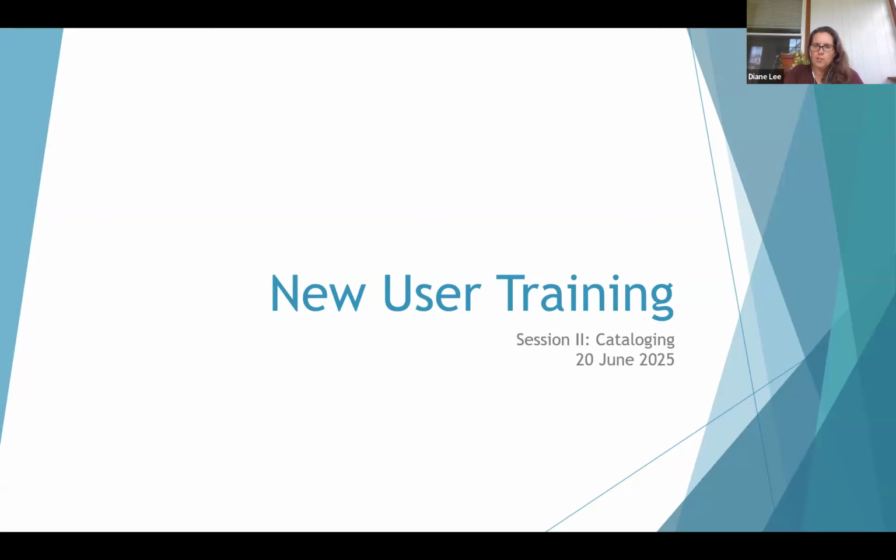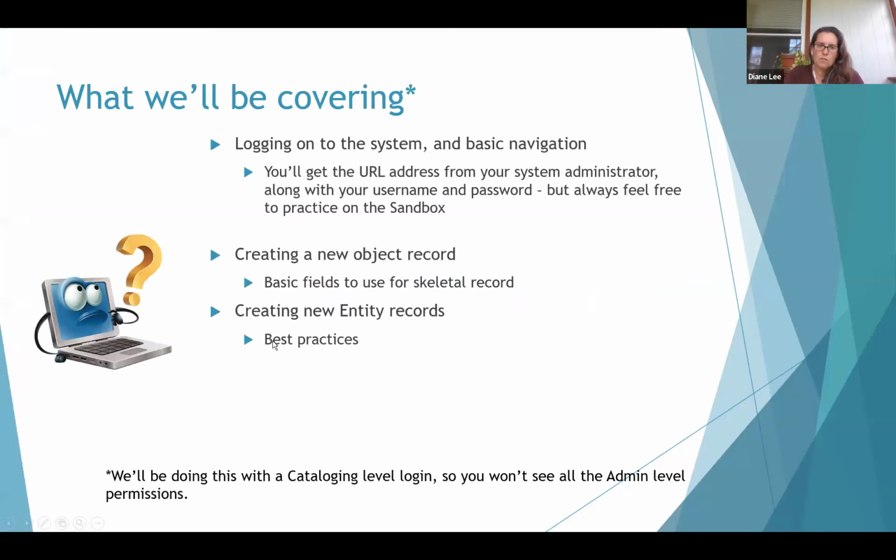So talking about new user training cataloging today. We're going to cover the basics, because I know some folks are brand new. Some of this is a recap for you guys, but that's absolutely fine. So we're not going to go too into depth about some of the straightforward stuff, but we're going to talk about logging onto the system and basic navigation, creating new object records, basic fields to use, creating entity records, and best practices.